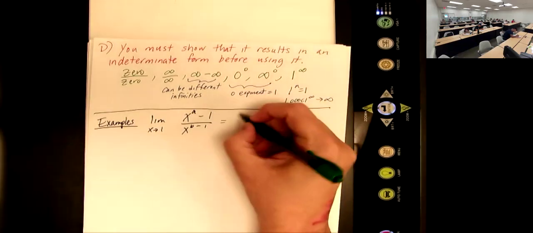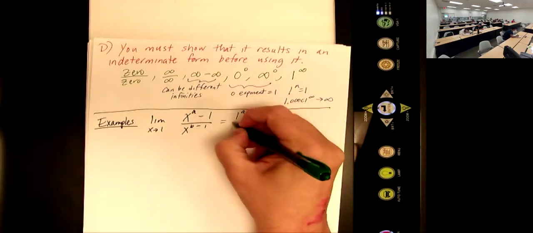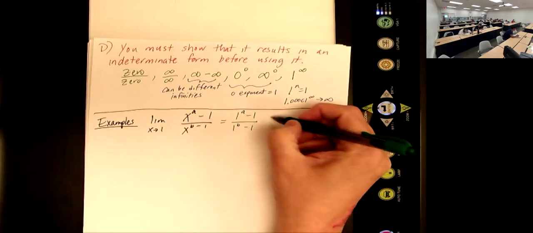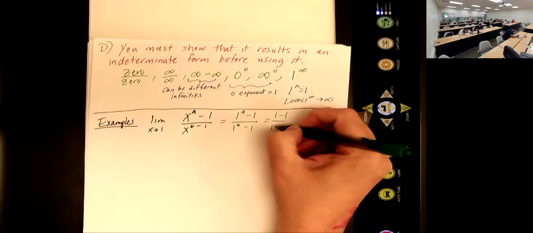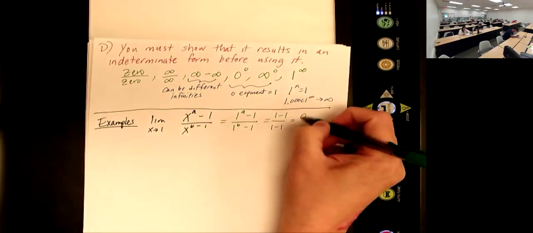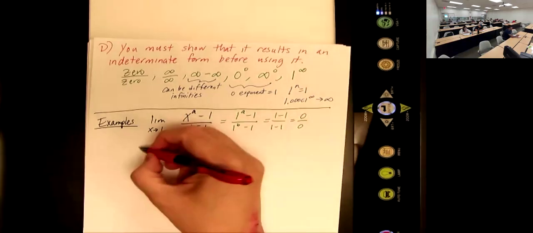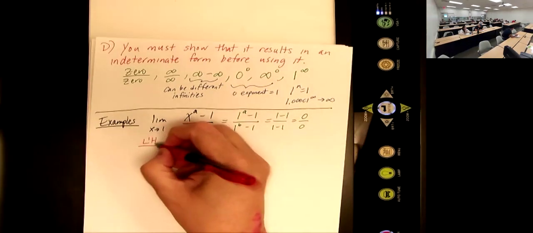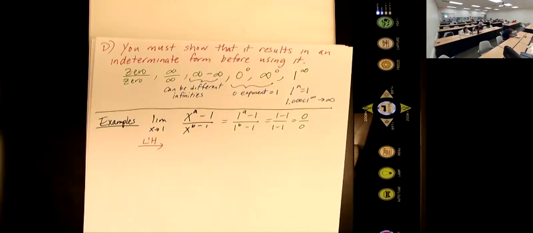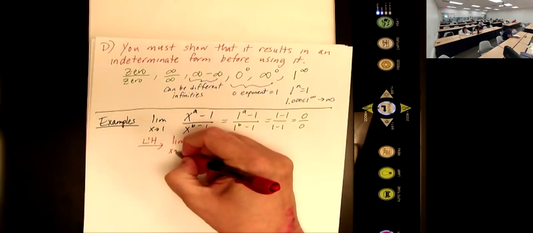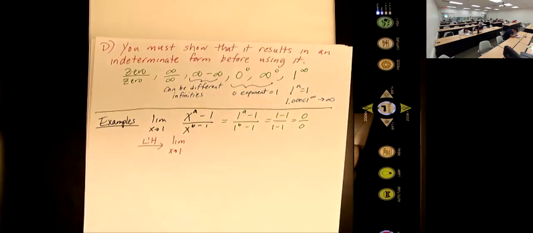If I plug that in, I've got 1 to the a minus 1 over 1 to the b minus 1. But anything to any power is just 1. 1 minus 1 over 1 minus 1 is 0 over 0. It's an indeterminate form, so we will trigger a L'Hopital event. You always want to keep writing down the limit until you actually evaluate at the limit.